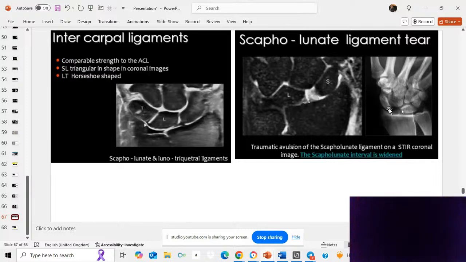This is the scaphoid, and this is the lunate, and this is the scaphoid. The scapholunate interval is widened, denoting traumatic avulsion of the scapholunate ligament, which is seen here. Avulsion of the scapholunate ligament on the STIR image.